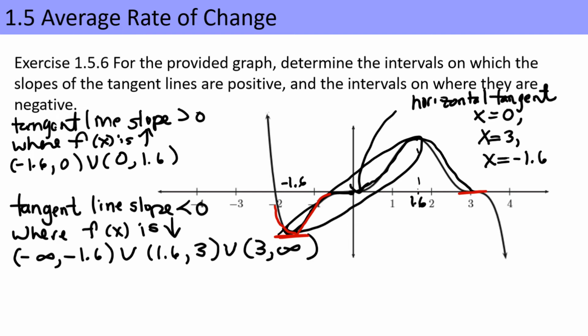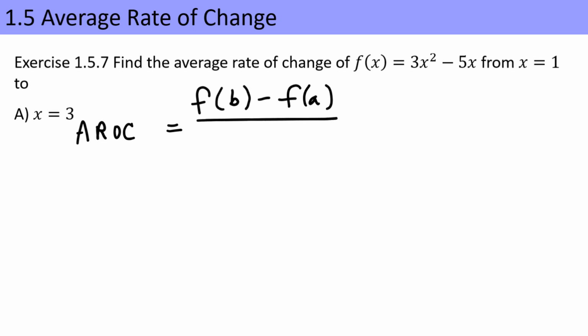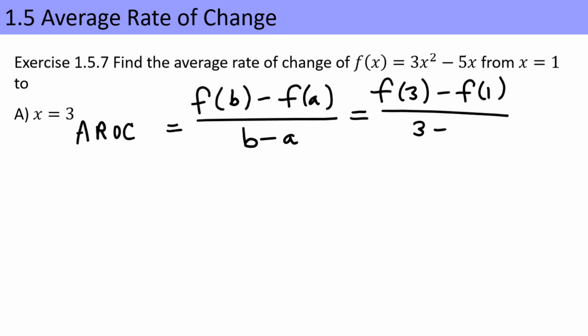So this occurs again at x equals negative 1.6. Exercise. Find the average rate of change of the function f of x equals 3x squared minus 5x from x equals 1 to part A, x equals 3. So to find the average rate of change, we will use the formula of f of b minus f of a divided by the quantity b minus a. Now let's substitute in the values. So for b we'll put in 3. F of 3 minus for a we'll put in 1. F of 1 divided by 3 minus 1.